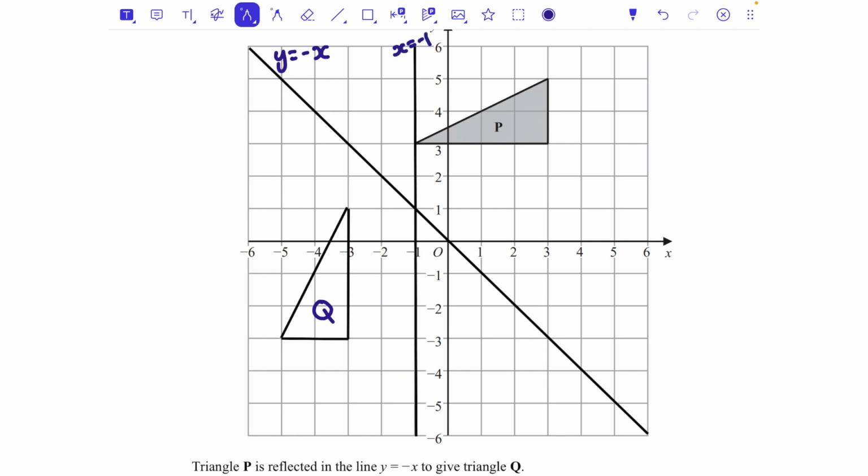And again, we're going to reflect it, so it's going to be 2 squares away, and it's going to stay 2 squares away, so it's going to go here. Hopefully that one's a little bit easier to see. There we go, and that's going to be triangle R.